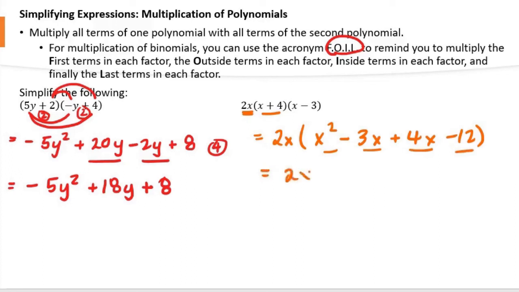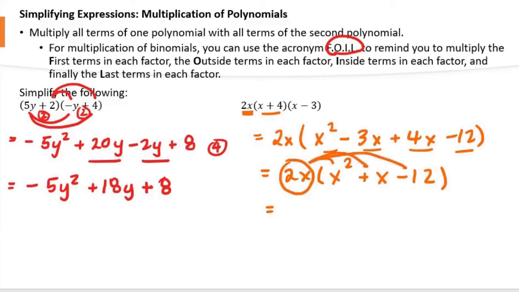We're almost ready to use the 2x, but I'm going to choose to clean up the terms in the brackets by collecting like terms. So we have x squared, and then notice that negative 3 plus 4 is plus 1x, or just plus x minus 12. At this point, it is absolutely okay to multiply everything by 2x, but again, I find it a little bit tidier if I can simplify as I go. So now we need to take the 2x, the monomial, and multiply it by every single term inside the brackets.